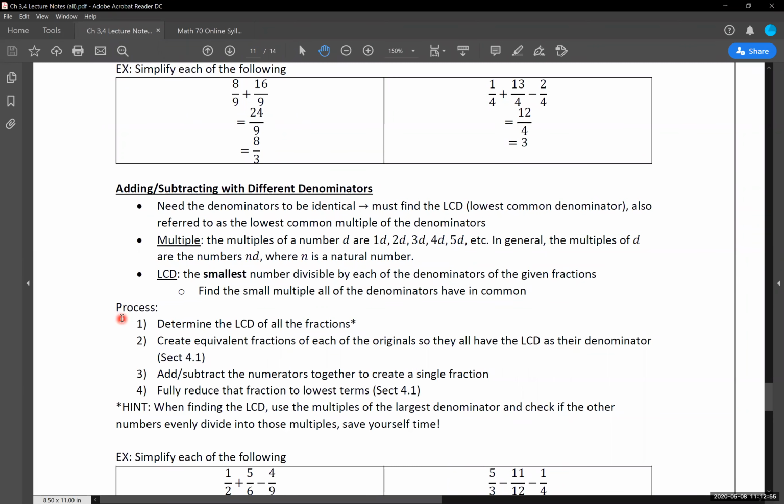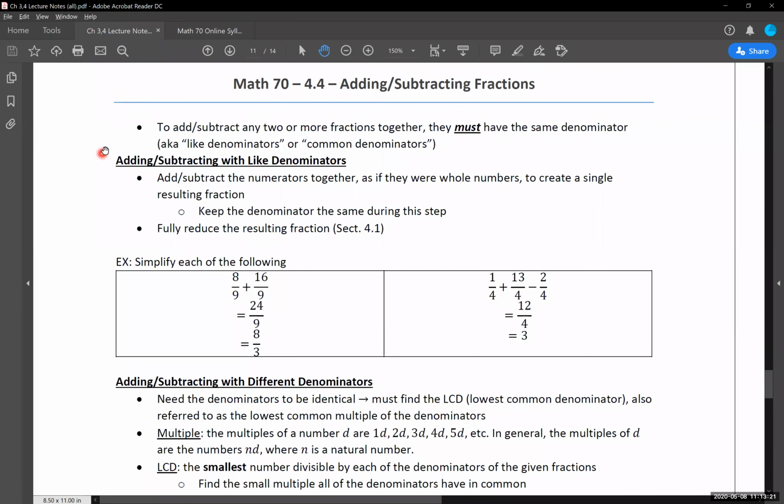Once we have found that lowest common denominator, we're going to create equivalent fractions of each of the originals so they all have that lowest common denominator from step 1 as their denominator. Essentially I'm trying to find the smallest thing I can convert all of these into for a denominator, and I'm going to rewrite all of them to have that lowest common denominator. Once we've done that, we have met the requirement that we need to add or subtract fractions: the same denominator.